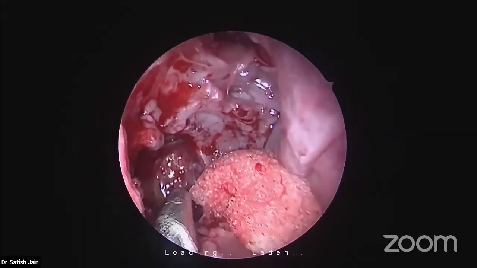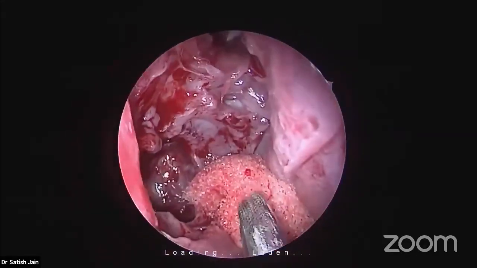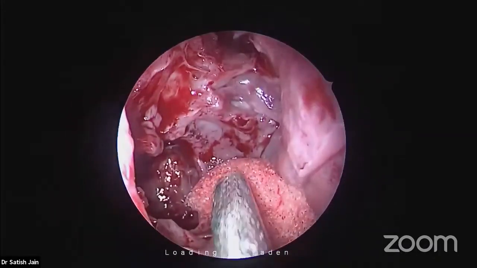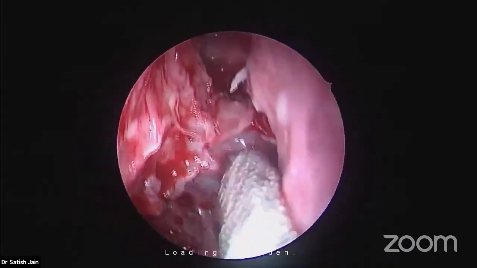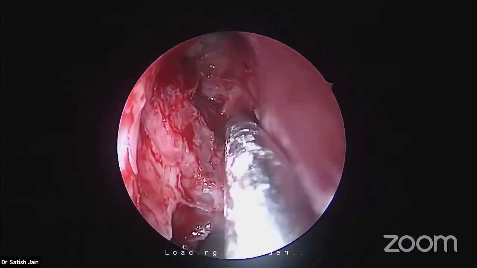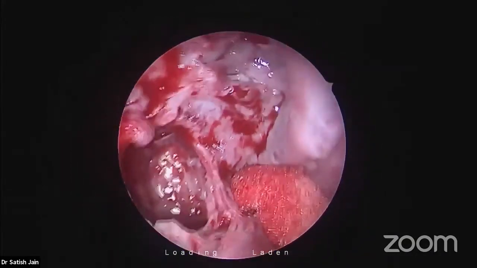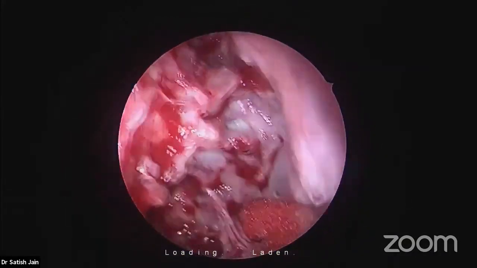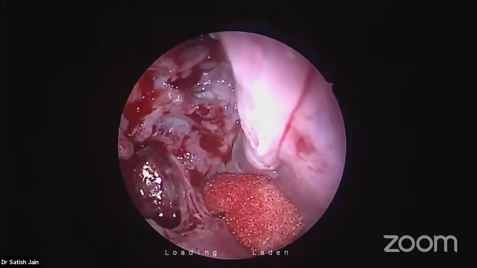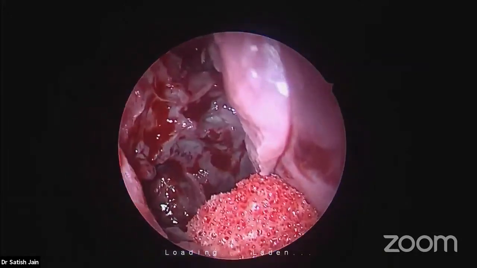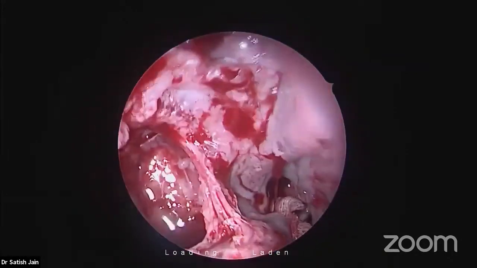They drain anterior to the bulla, this ground lamella. Now, all the cells behind are posterior ethmoids and sphenoid. They drain behind it. So there is an anatomical as well as physiological importance to this ground lamella.